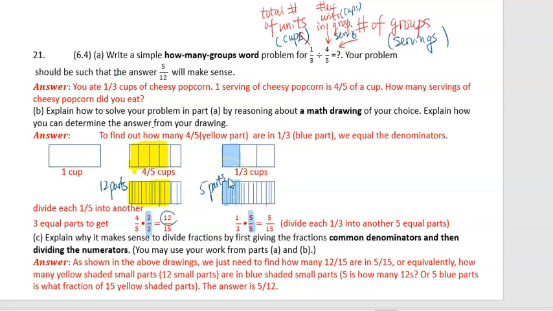Notice that the sizes of the parts are different. We have 1 part here, but we have 4 parts here, but they have different sizes. So we cannot really say this is what we ate compared to the yellow parts, 1 out of 4. We cannot say that because they have different sizes. So we have to turn them into pieces of the same size.